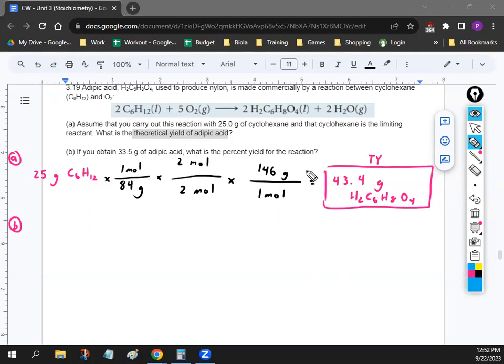All right. So let's go to part B. It tells you you actually obtain 33.5 grams. So that's what we make in a lab, so that's your actual yield. We're going to divide 33.5 grams by our theoretical yield, which is 43.4 grams. And then all we have to do is multiply that by 100%, and that'll give you a percent yield of about 77.1%.